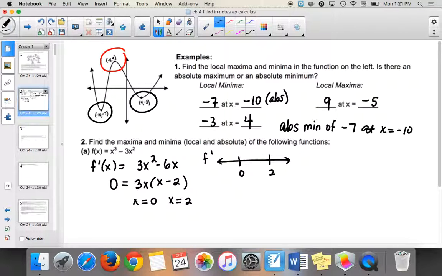So when I plug -1 in, I get 3 times -1 is -3, -1 minus 2 is -3, -3 times -3 is +9, so it's positive. We're just worried about whether it's positive or negative. So when I plug in 1, 3 times 1 is 3, 1 minus 2 is negative, so positive times negative is a negative. And then when I plug in 3, I get positive, positive, so positive. Do you guys all see what I'm doing there?